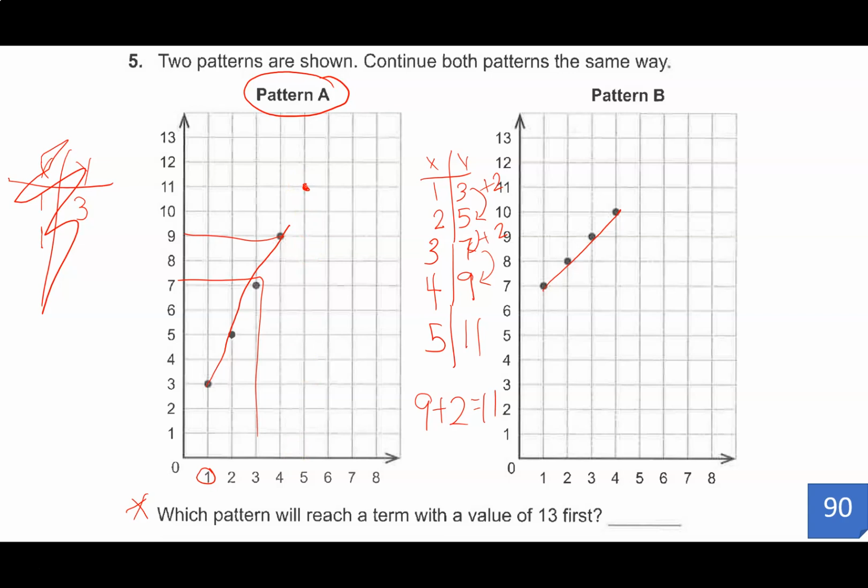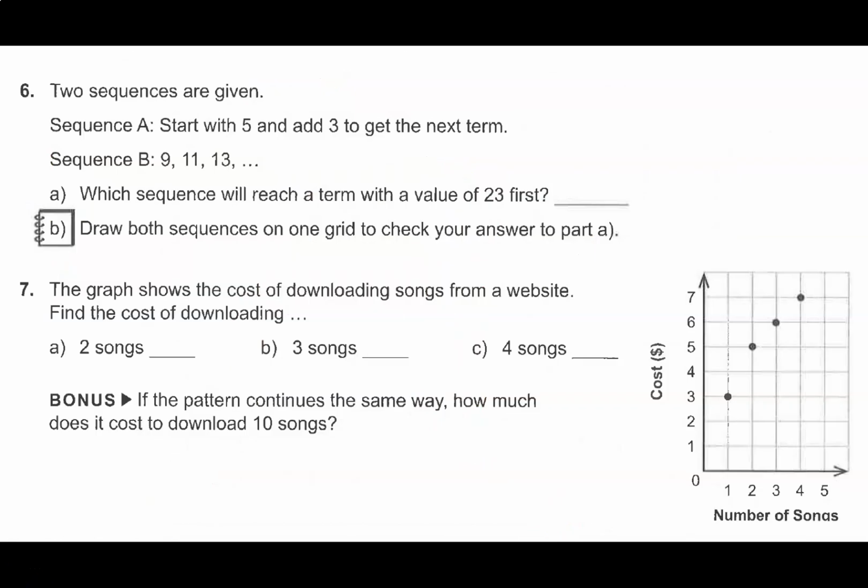I would like you to keep going until you reach 13 or past 13 with pattern A. Then I would like you to determine the pattern for B. Continue that graph to determine which pattern will reach a term with a value of 13 first.